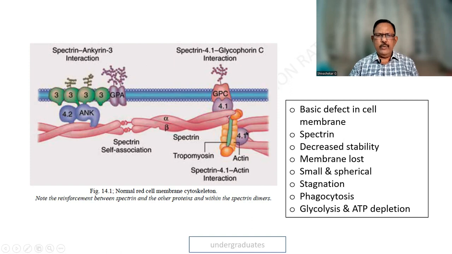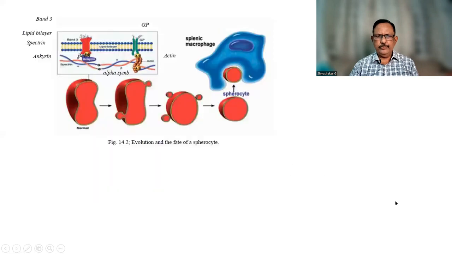So the entire list I would like you people to learn by heart. This is a beautiful diagram. So with spectrin, there can be a decreased stability, membrane is lost, it becomes small and spherical, stagnation, and so on and so forth. This is what is happening.